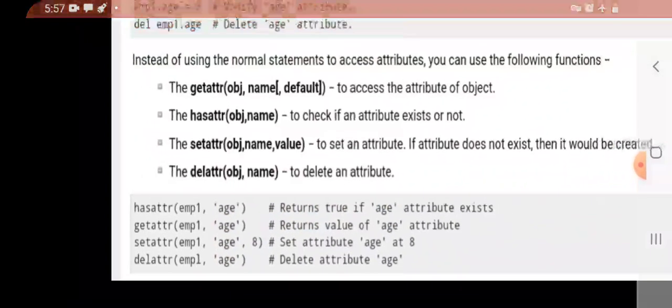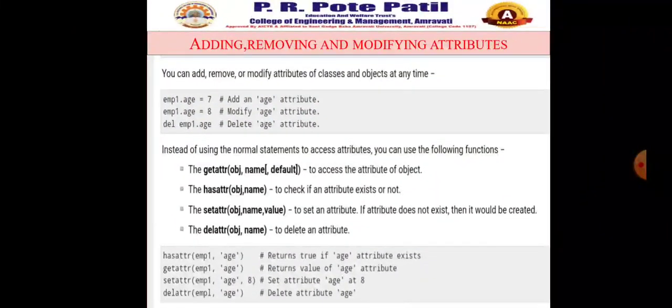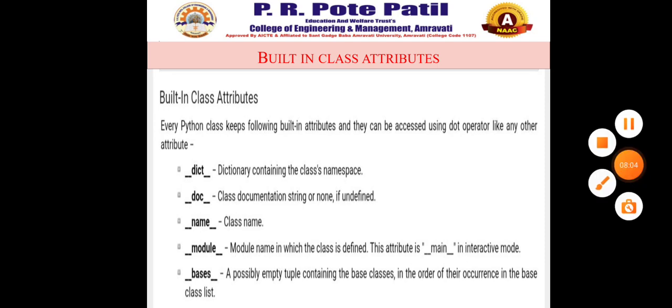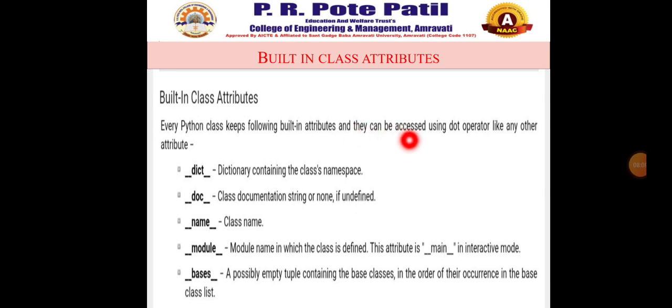So these are all the built-in functions present in the Python programming language to access or interact with the members, or attributes, of the class definition. Next are the built-in class attributes. These are the different built-in class attributes present in Python. Every Python class keeps the following built-in attributes and they can be accessed using the dot operator like any other attribute. They start with an underscore and end with an underscore.